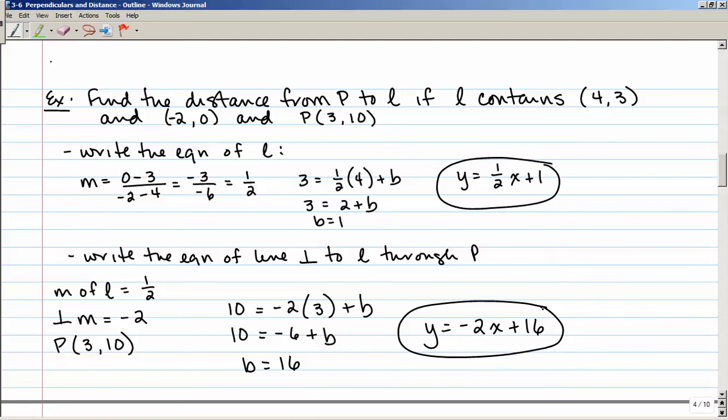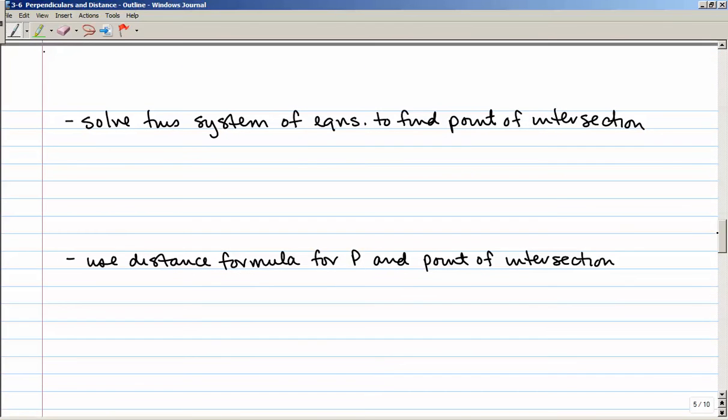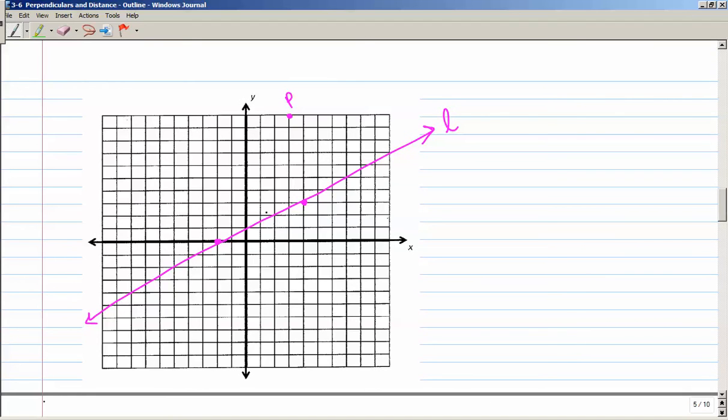So now I have those two equations. What I need to do next is solve this system of equations to find at what point these two lines intersect each other. Let me show you here. I know the equation of L. In fact, maybe I'll go ahead and fill that in. That's y equals 1/2 x plus 1. And I know the equation of this line going this way. That's going to be y equals -2x plus 16. But I need to figure out where those two lines intersect each other. Maybe I'll do a little dashed line so we can see what's going on here. What is the exact point where those two lines intersect each other?